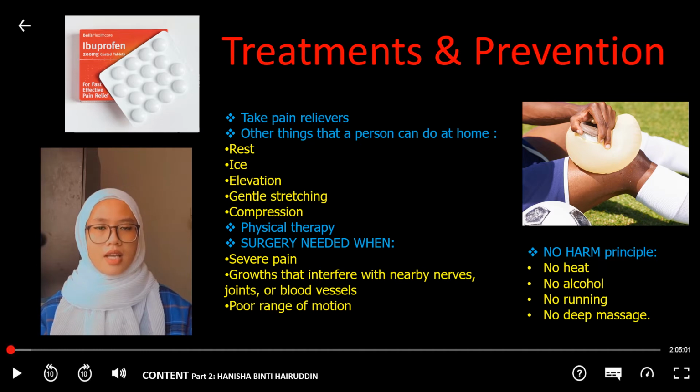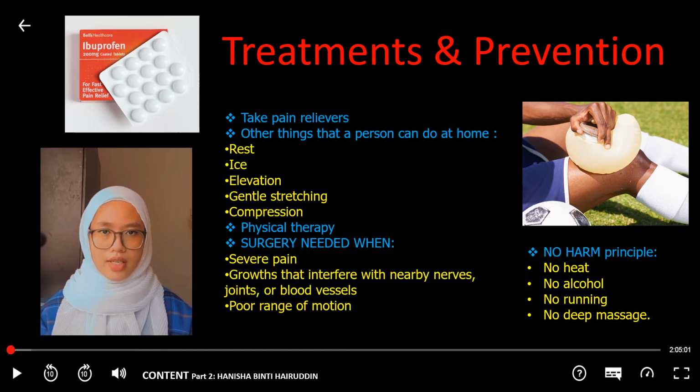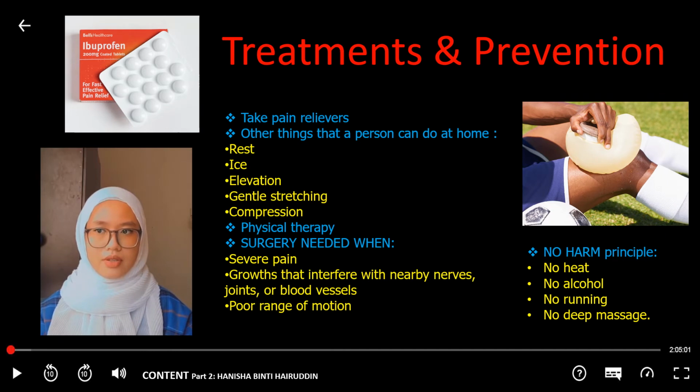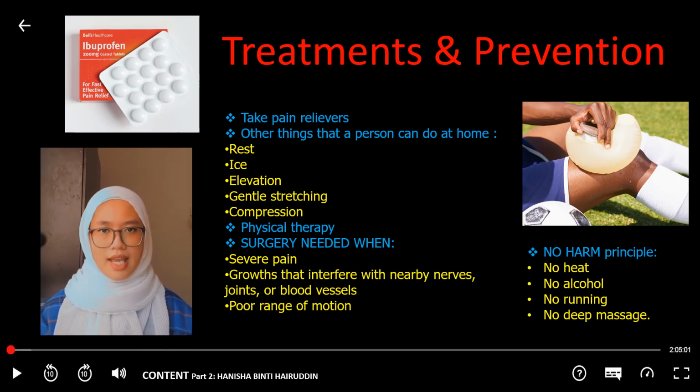The fourth is gentle stretching. Start doing it when the doctor says okay, but don't perform any movement to the point of pain. And the last point is compression. Wrap an elastic bandage firmly around the affected area to minimize the swelling and keep the area stable.